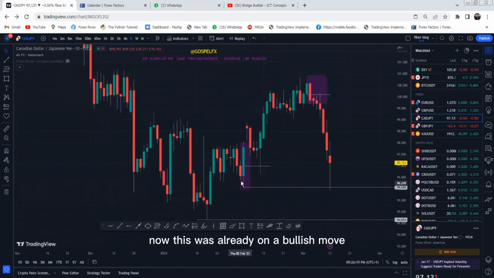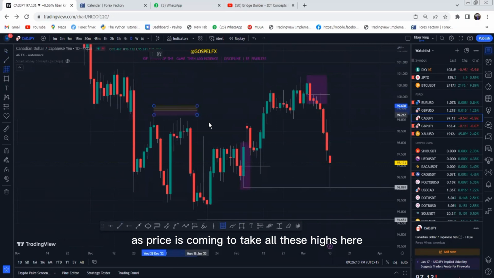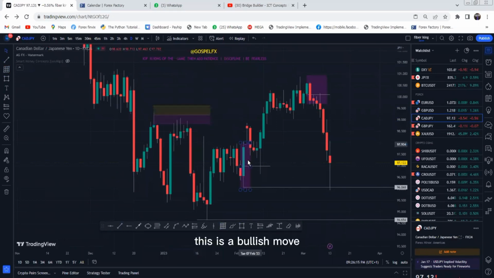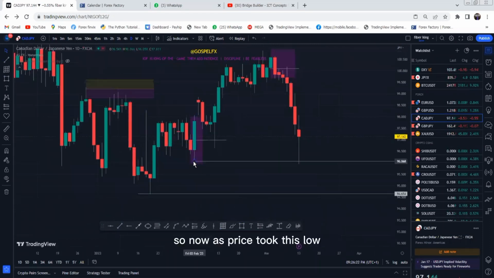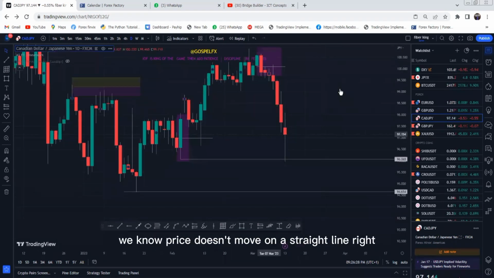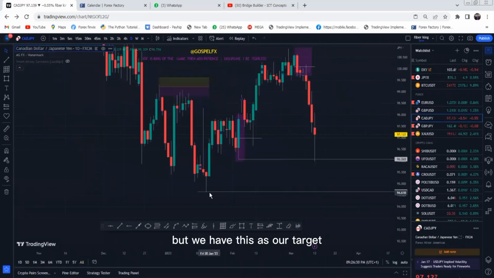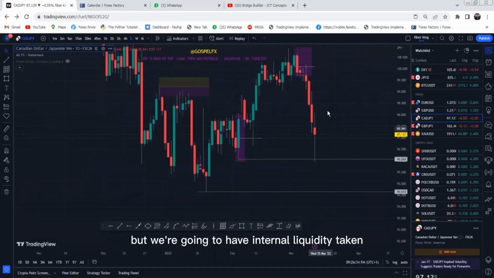Now, this was already on a bullish move. You will know that these highs, as price is coming to take all these highs here, this is a bullish move for price to come right up to those levels. So now, as price took this low, for somebody that is a scalper, because normally we know price doesn't move on a straight line. All right, but we have this as our target, but we're going to have internal liquidity taken and so on.